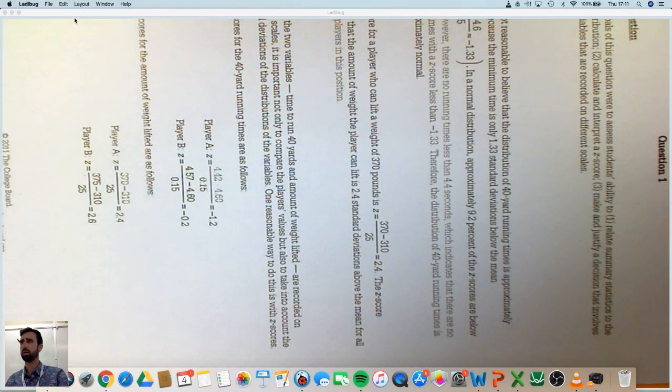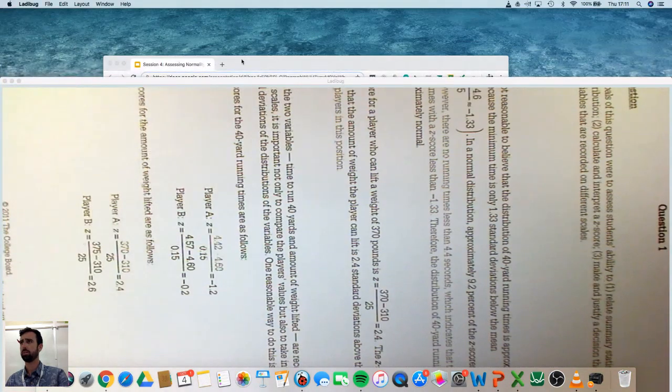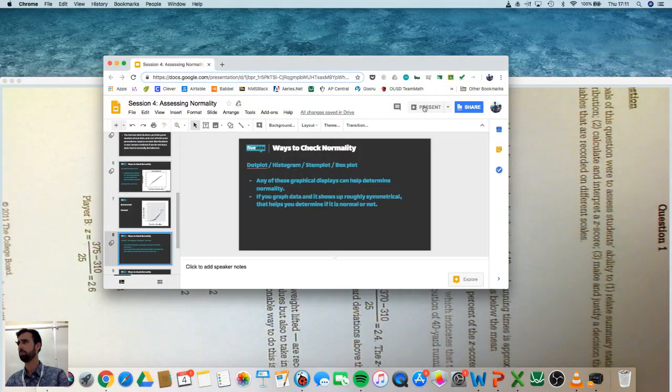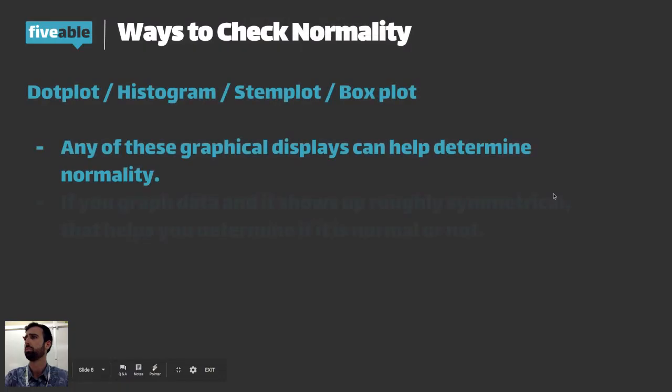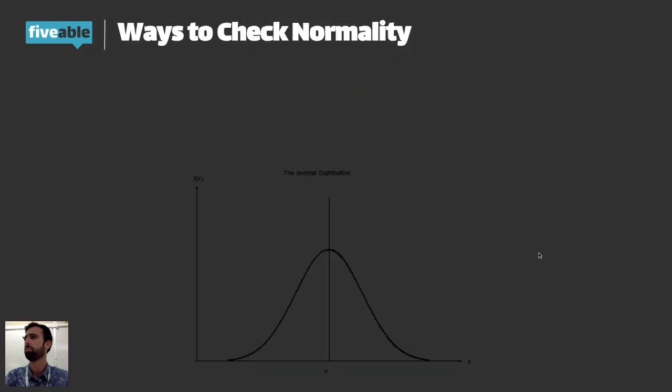Another way to check if something is normal is by using the mean versus the median. So if your mean is very, very similar to your median, very, very close, that usually means you have symmetrical data. So it's a good way to check if something is approximately normal.